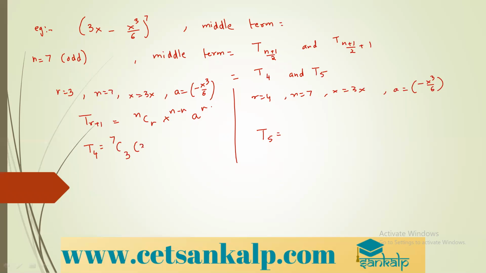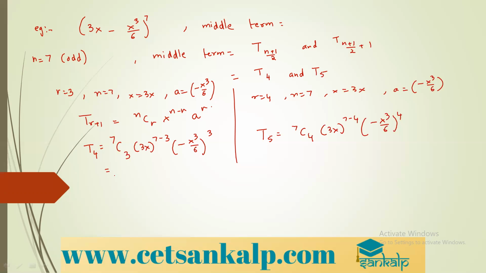7C3 (3x)^(7−3) (−x³/6)^3. Here, 7C4 (3x)^(7−4) (−x³/6)^4. Once you concentrate and learn along with me, it will be very, very easy. So what do I have?